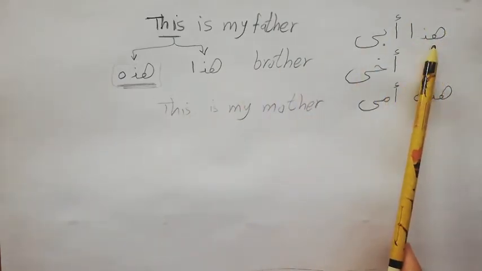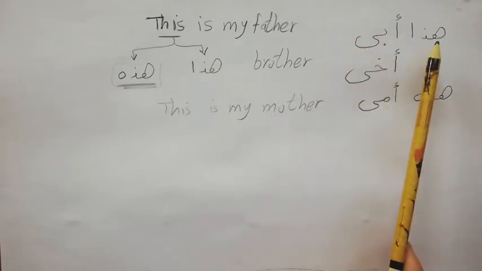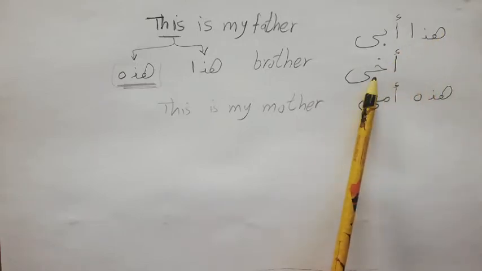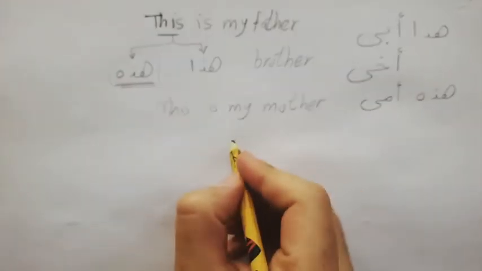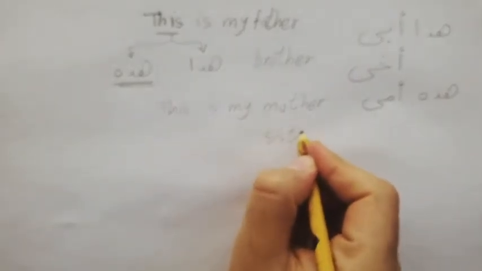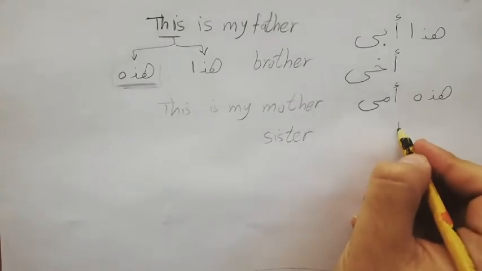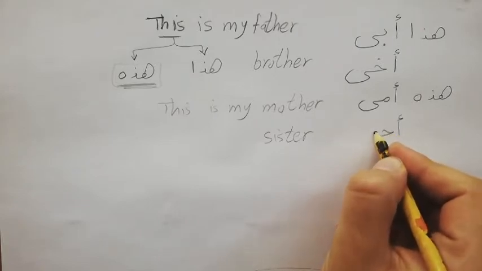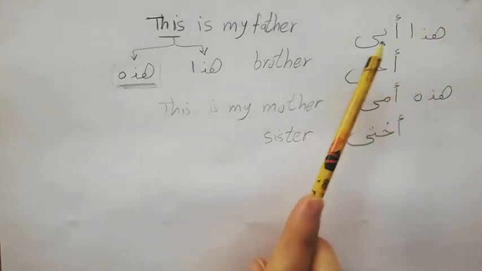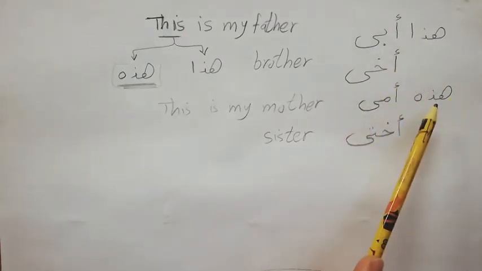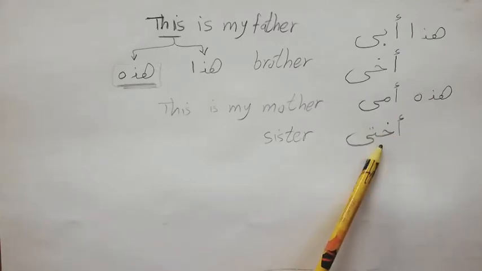So, repeat after me. هذا أبي. Yes, great. The other one. هذا أخي. عظيم. Okay. هذه أمي. رائع. Wonderful. Okay, let's go for my sister. This is my sister. Great. هذه أختي. Yes. Great. One more time. هذه أختي. هذا أبي. هذا أخي. هذه أمي. هذه أختي. Yes, wonderful.